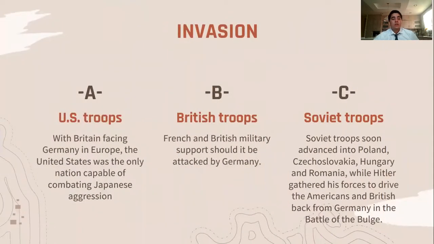Invasion. US troops: with Britain facing Germany in Europe, the United States was the only nation capable of combating Japanese aggression. British troops: French and British military support should it be attacked by Germany. Soviet troops soon advanced into Poland, Czechoslovakia, Hungary, and Romania, while Hitler gathered in force to drive the Americans and British back from Germany in the Battle of the Bulge.